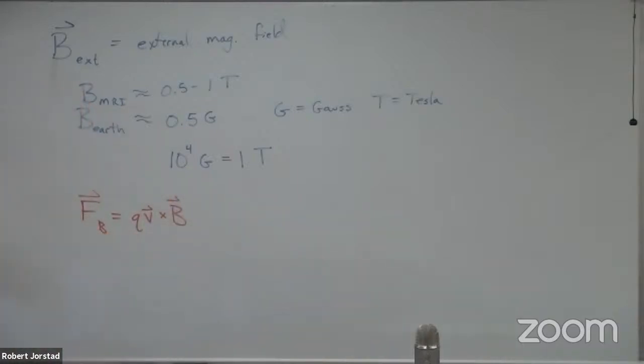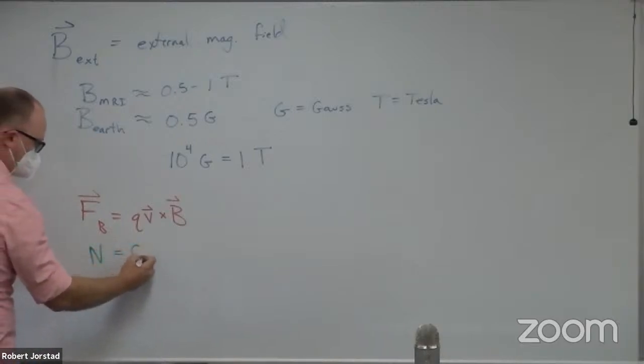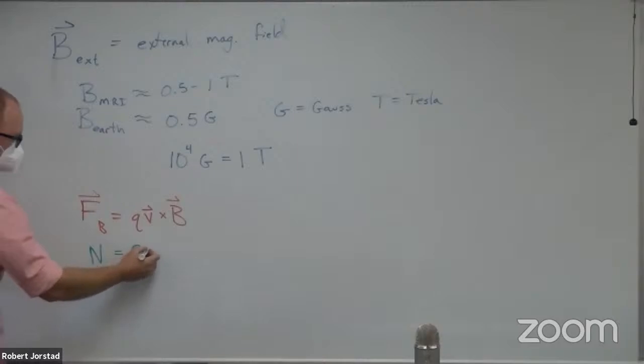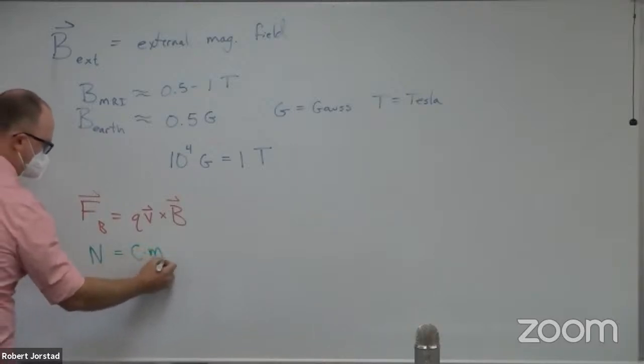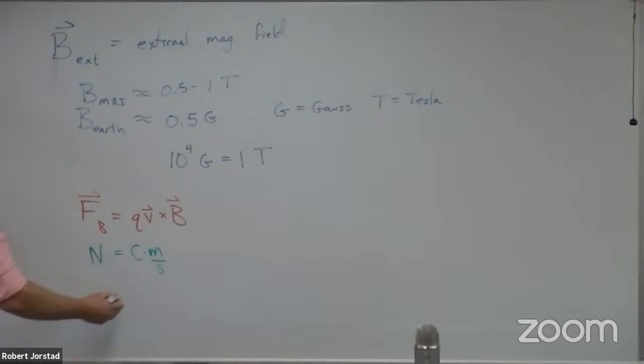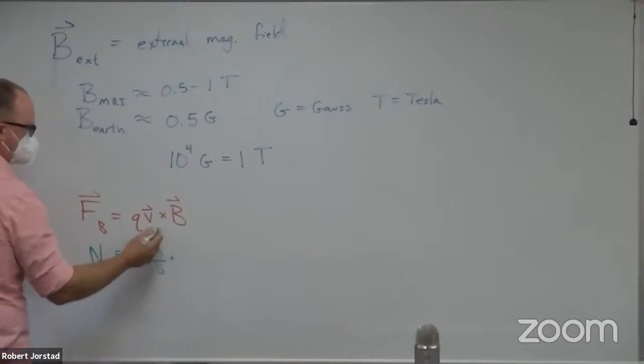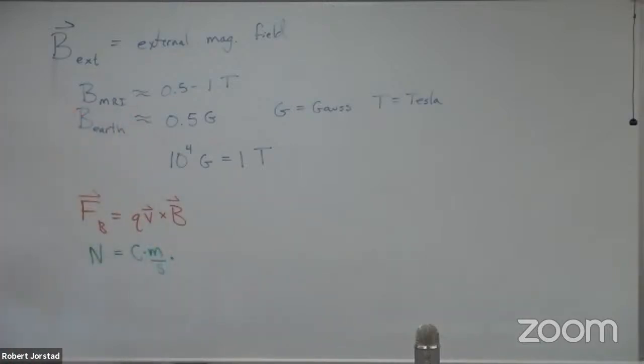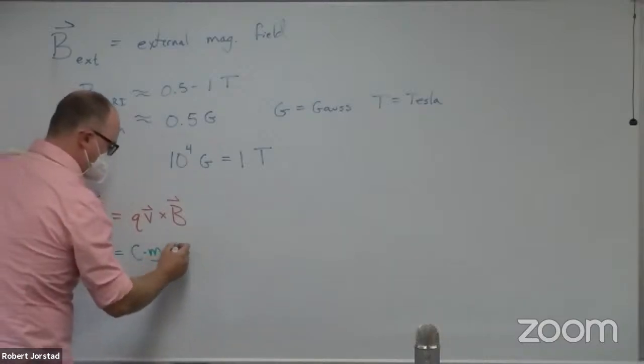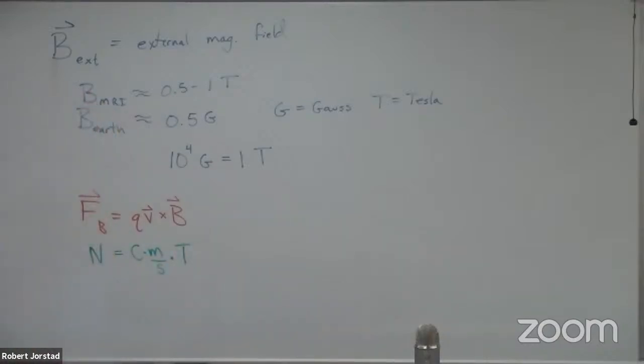Now, let's take a look at this. What are the units of force? Newtons. What are the units of charge? Coulomb. What are the units of velocity? Meters per second. Which of these units do you think is the standard, Gauss or Tesla? We use Tesla. So now we see that a Newton is equal to a Coulomb times a meter per second times a Tesla.